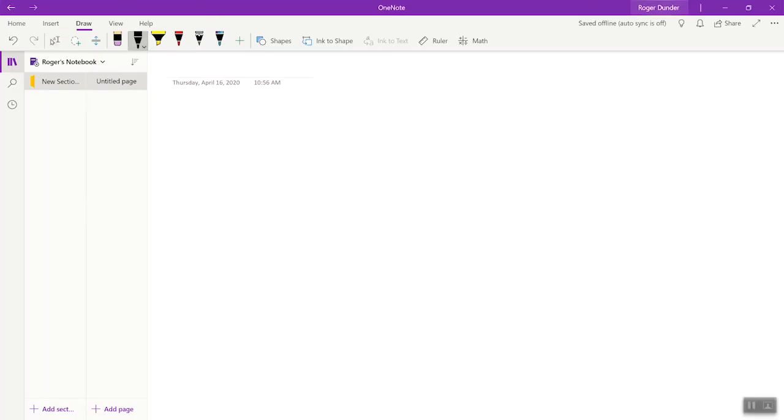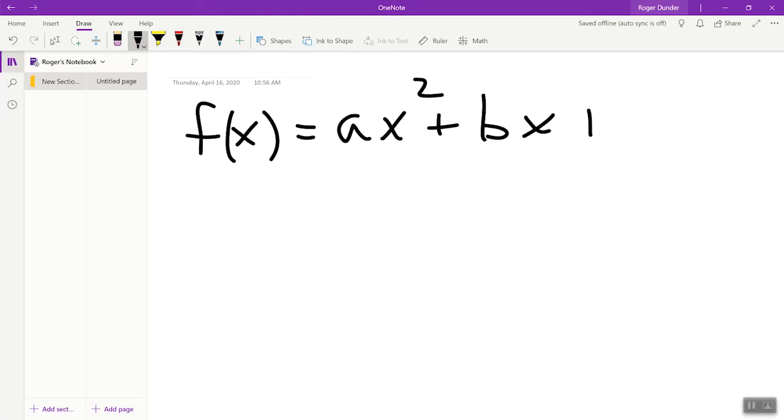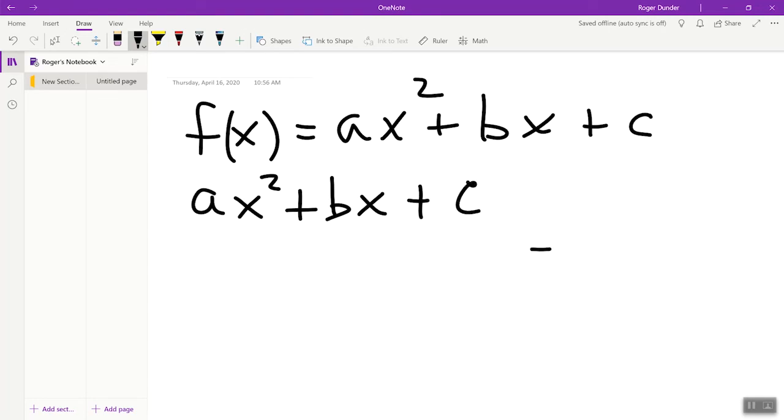So, as you recall, f of x is equal to ax squared plus bx plus c. And when we want to find the roots, we know that f of x is equal to 0. So let's go ahead and write this in that fashion. ax squared plus bx plus c equals 0.